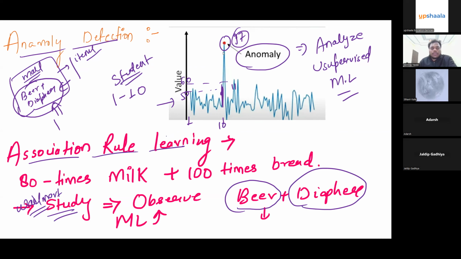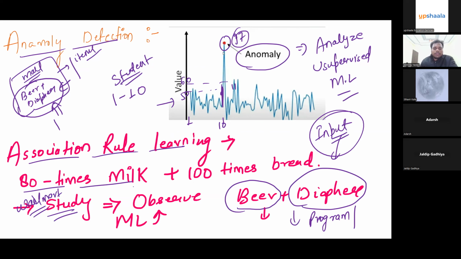That means clubbing two or three items together makes a profit, and that could be achieved through a machine learning model. So that also comes under the category of unsupervised machine learning. Why? Because we have only input over here, no output. That input is basically designing a kind of pattern, or you can say a kind of program. Suppose 80 times people are purchasing milk, and 100 times they are purchasing bread together. This kind of thing is known as association rule learning.